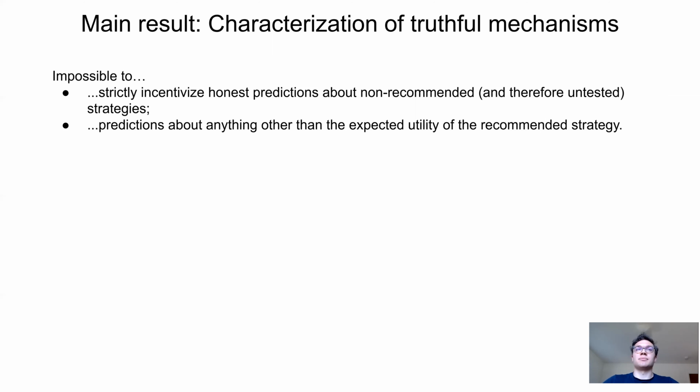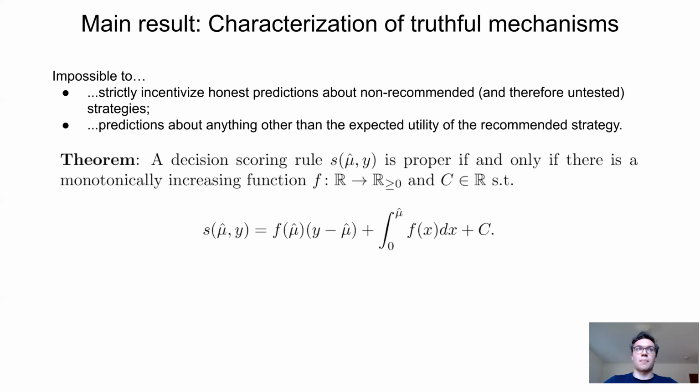Perhaps more surprisingly, it is impossible for Alice to strictly incentivize Bob to make any predictions for the recommended action other than its expected utility or expected value. So for example, it is impossible for Alice to strictly incentivize Bob to reveal the probability of a particular outcome without messing with Bob's incentive to recommend the best action.